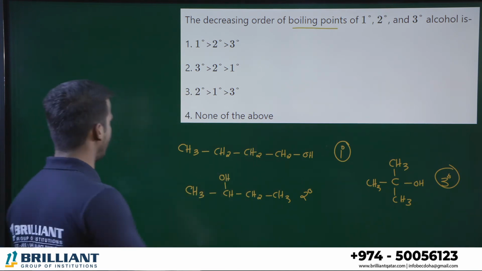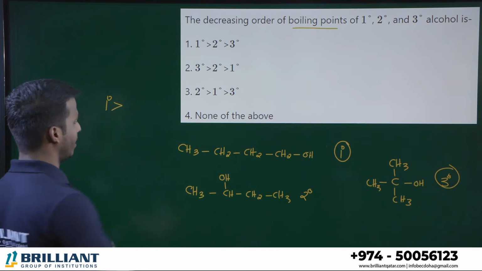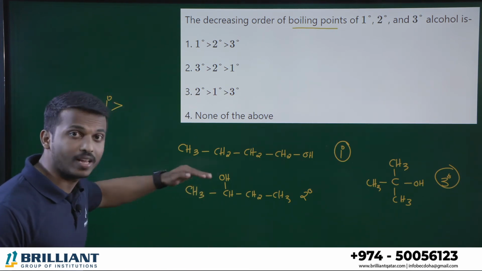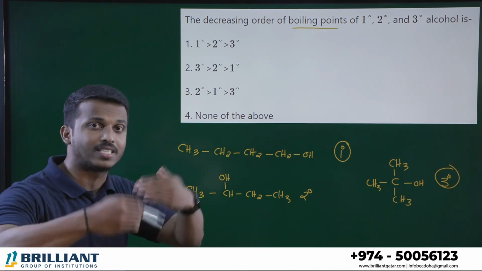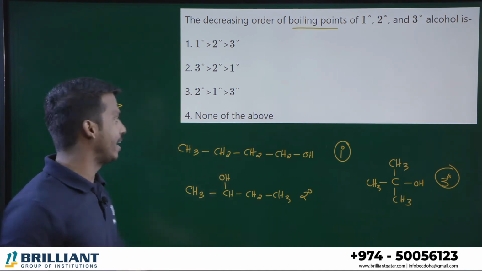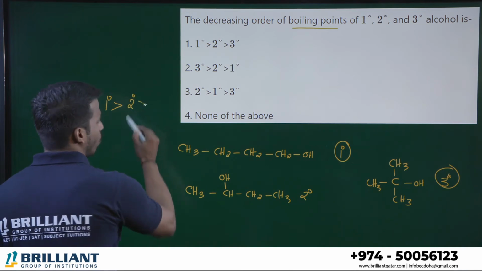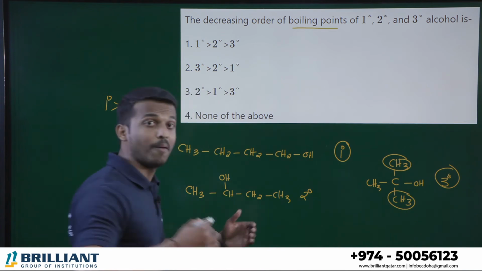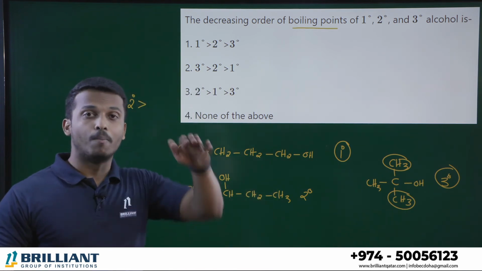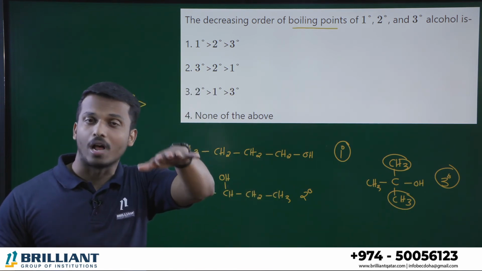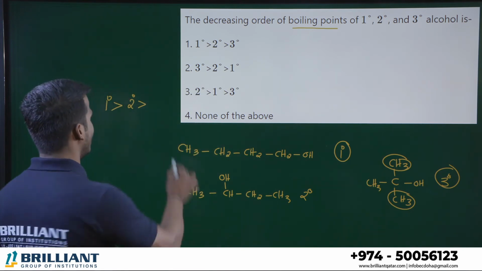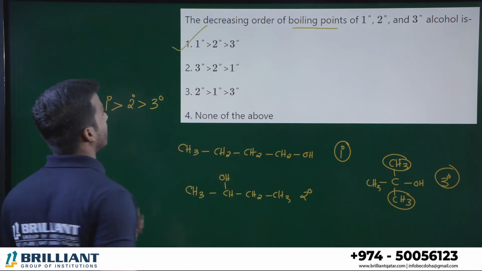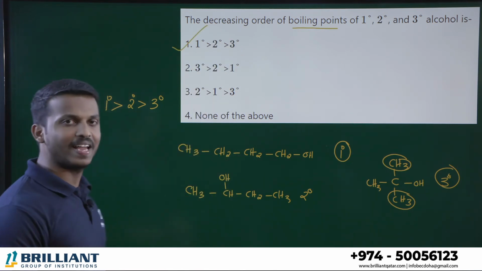Therefore, primary has the greatest boiling point. What about secondary? Branches come. As branches are generated and the number of branching increases, the boiling point decreases. Secondary. What about tertiary? Tertiary has so many branches, right? As the number of branching increases, the boiling point of the hydrocarbon or alcohol decreases. So, the order of boiling point is which one? Option A, primary greater than secondary greater than tertiary.